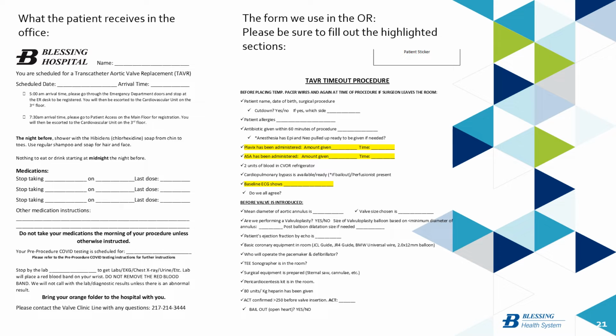So on that right-hand side, you can see we have a TAVR timeout procedure, where we do a timeout twice during the actual TAVR procedure. The part that we really need you to fill out is when the Plavix was given. When they come in, they'll also get a baseline EKG, so if you could just write down what the EKG showed, that would be great. The rest of it we try to have filled out already.